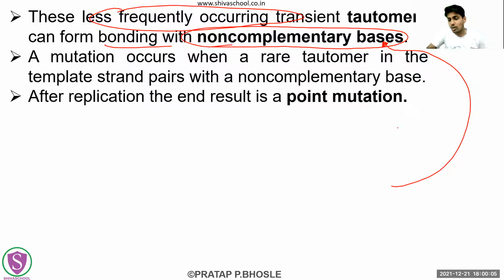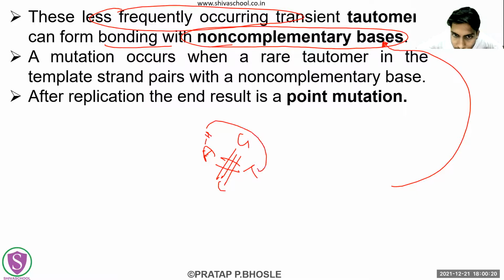Okay, now non-complementary bases means what? Both adenine, guanine, cytosine, thymine. Adenine should bind with the thymine only. Cytosine will bind with the guanine only. But because of this tautomer, what will happen? If the H here moves somewhere, okay, then what will happen? This adenine will not always form a bond with thymine. The adenine may form bonds with the guanine also, or the cytosine may form bond with the thymine also. Such kinds of changes may occur.